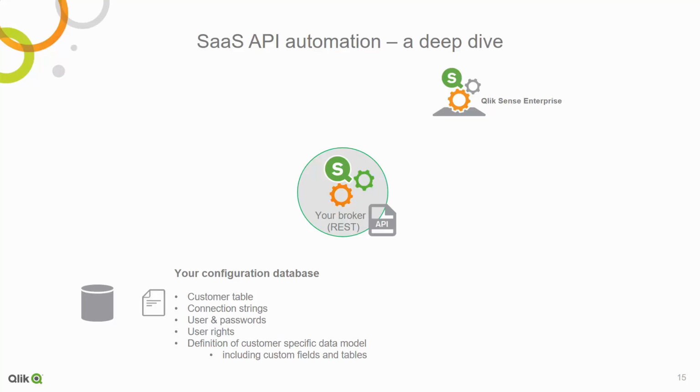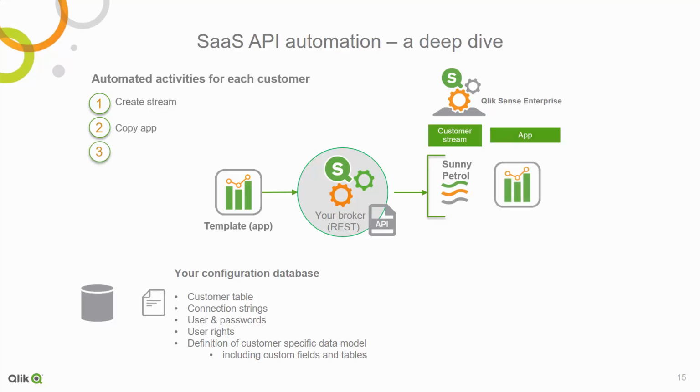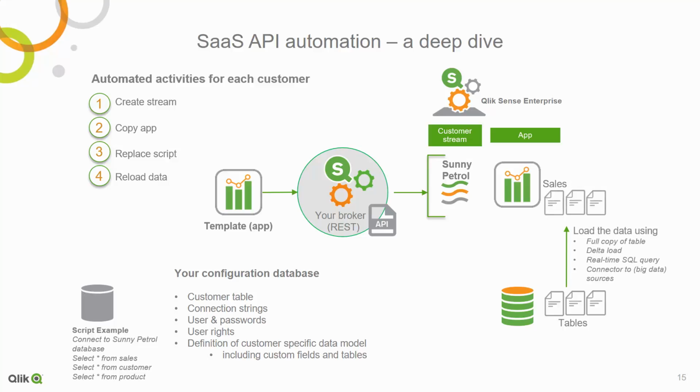In the upcoming video, you will see the broker in action. But what are the activities that the SaaS broker automates in the demo? What are the steps or stages? First, it will create a stream for each customer. Secondly, it will copy the template app. Next, it replaces the script with a customer-specific one, or in most cases, you just have to replace the database connection. Using the new script, the app is reloaded. This is where we basically make a compressed copy of the data and create the associative model. In the final stage, we publish the app in the stream with the name of the customer.